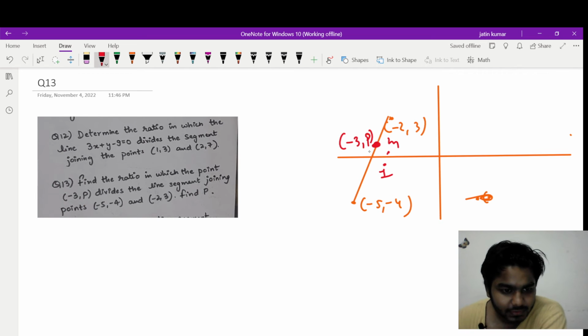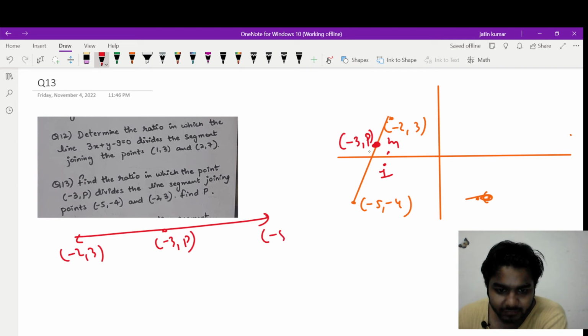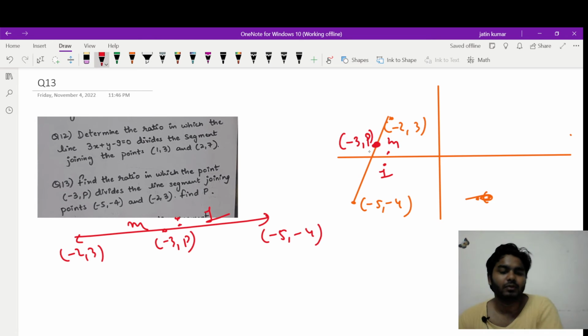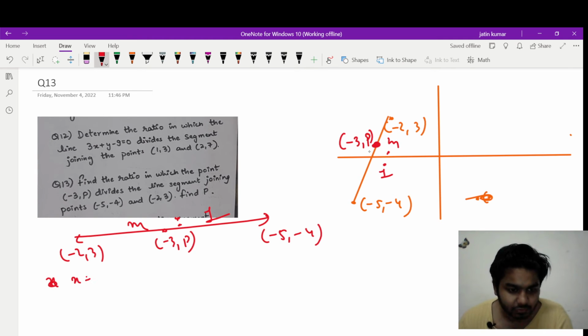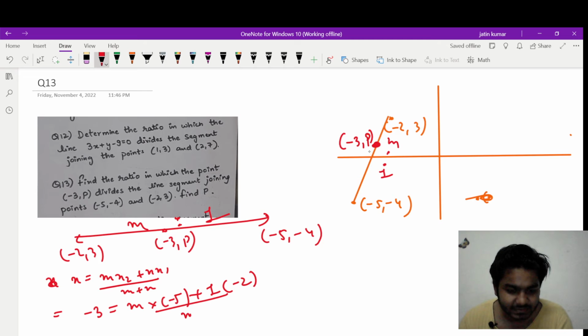So we have minus 2 comma 3, we have minus 3 comma p in the middle, and we have minus 5 comma minus 4. This divides in the ratio m to 1. Now by the section formula can we find that? We have the section formula, x is equal to (m x2 plus n x1) upon (m plus n). So minus 3 is x, m is m only, x2 is minus 5 plus n is 1 and x1 is minus 2, upon m plus 1.